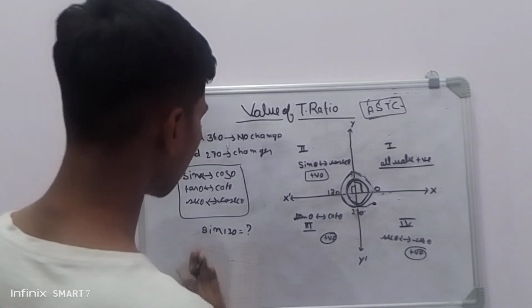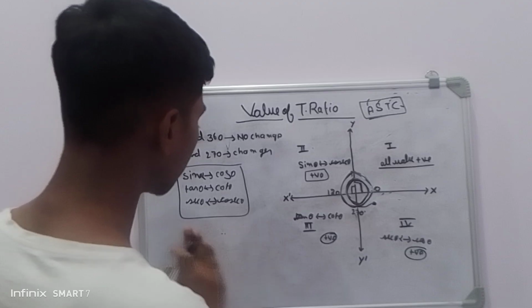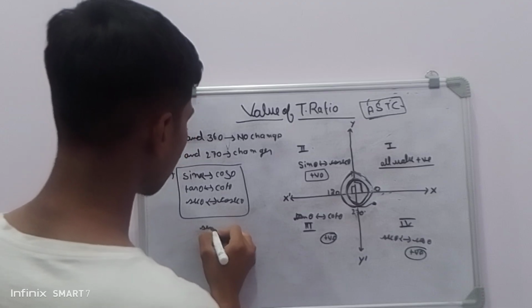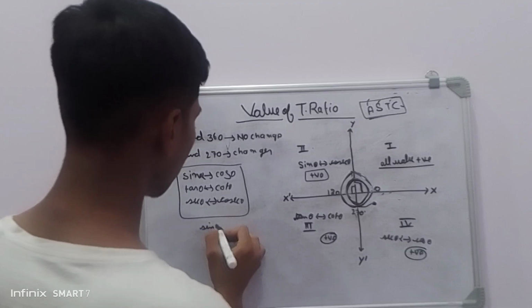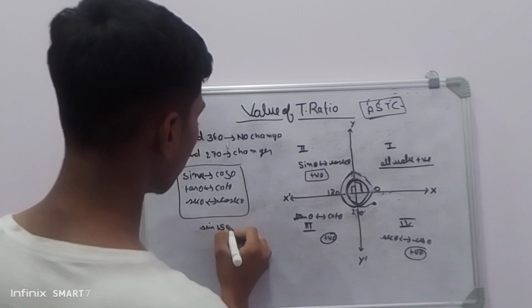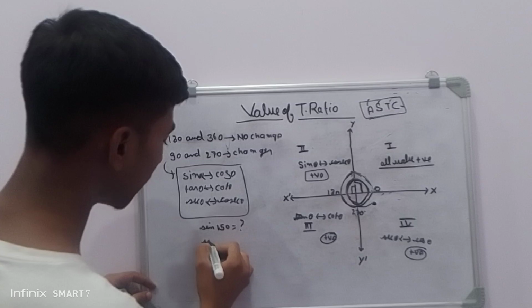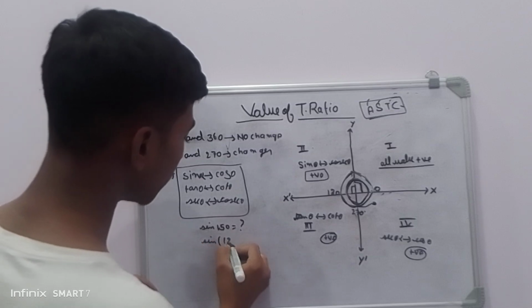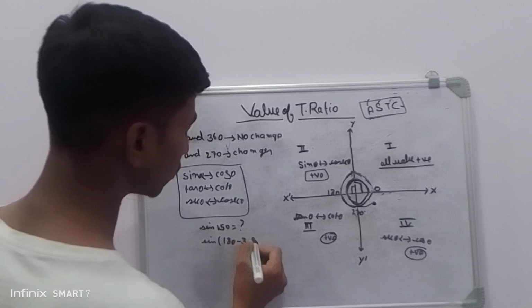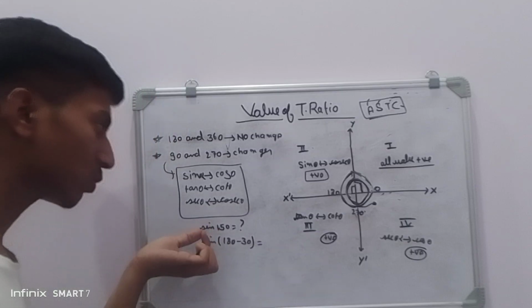Let's take another example, like sine 150. Yes, sine 150. What is the value of sine 150? You could write sine 150 as sine of 180 minus 30, because 180 minus 30 is also 150.